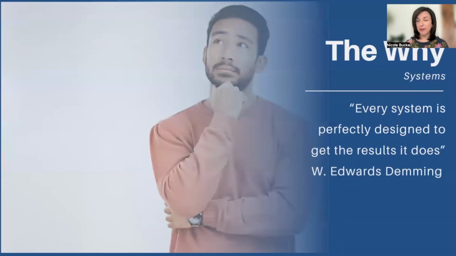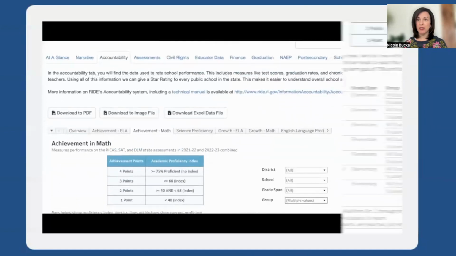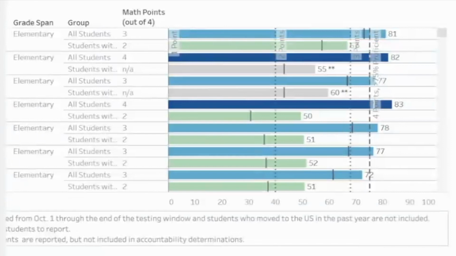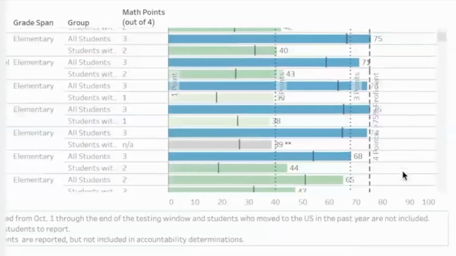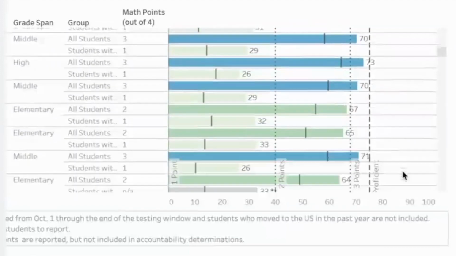The why. Every system is perfectly designed to get the results it does. So what does our system look like results-wise? This is the RIDE State Report Card for math outcomes. Here's all students, students with disabilities. Next school, all students, students with disabilities. You get the pattern, right? As we scroll down across the entire state, we see sizable achievement gaps in math outcomes.